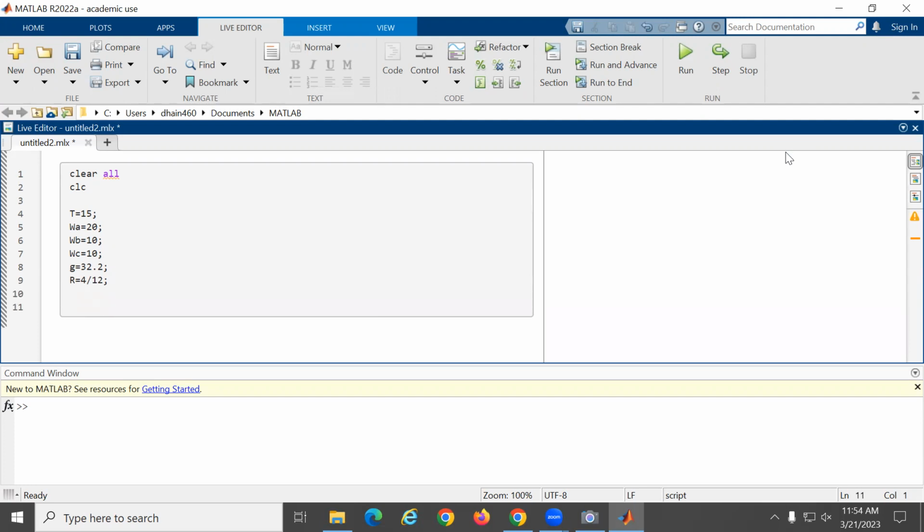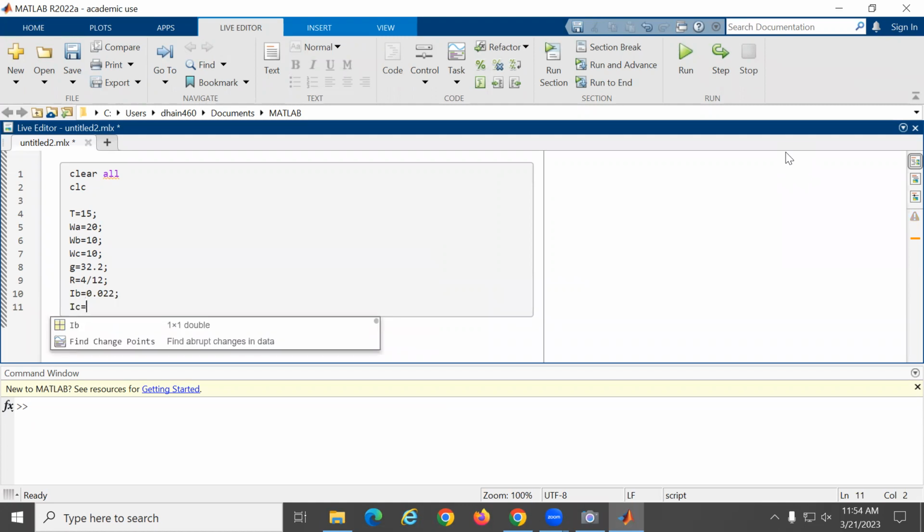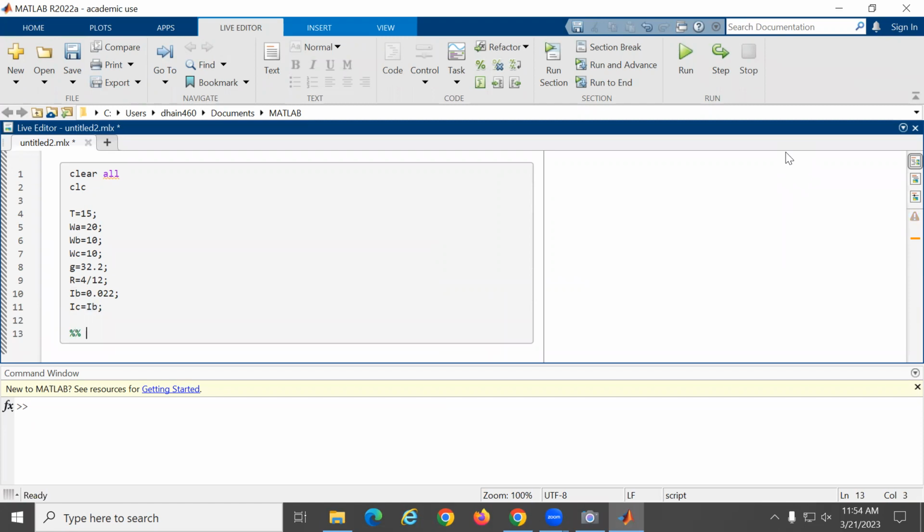Do we need anything else? We need the I's, right? Moments of inertia. Yes, correct. You have I sub B equal to 0.022. I sub C equal I sub B, no? All right, okay, so now let's write down the equations.